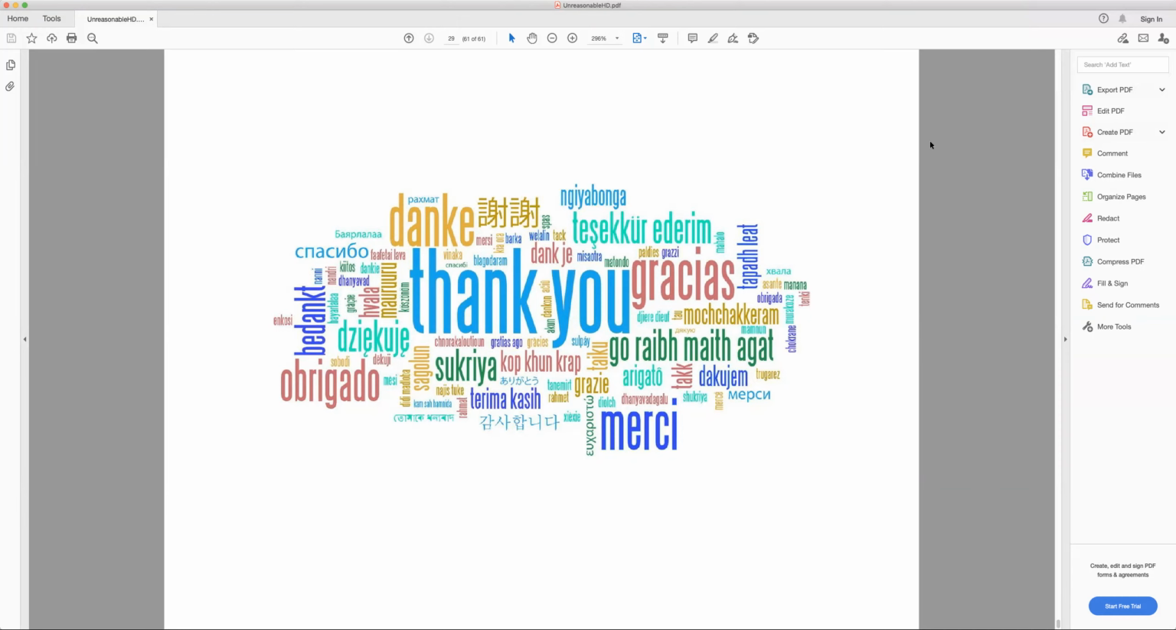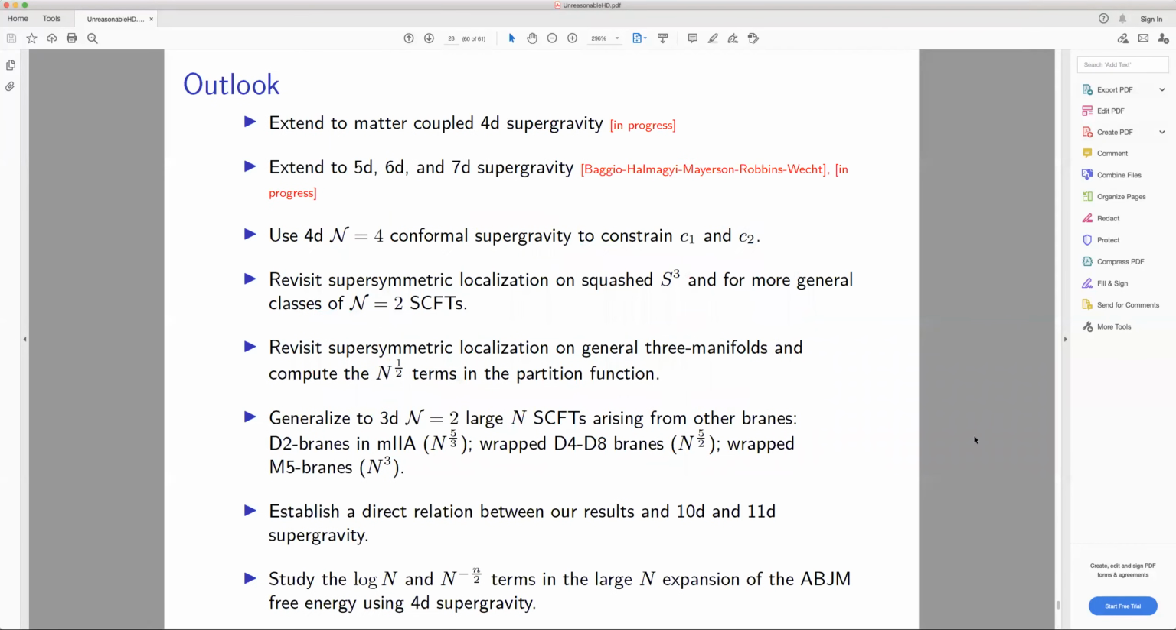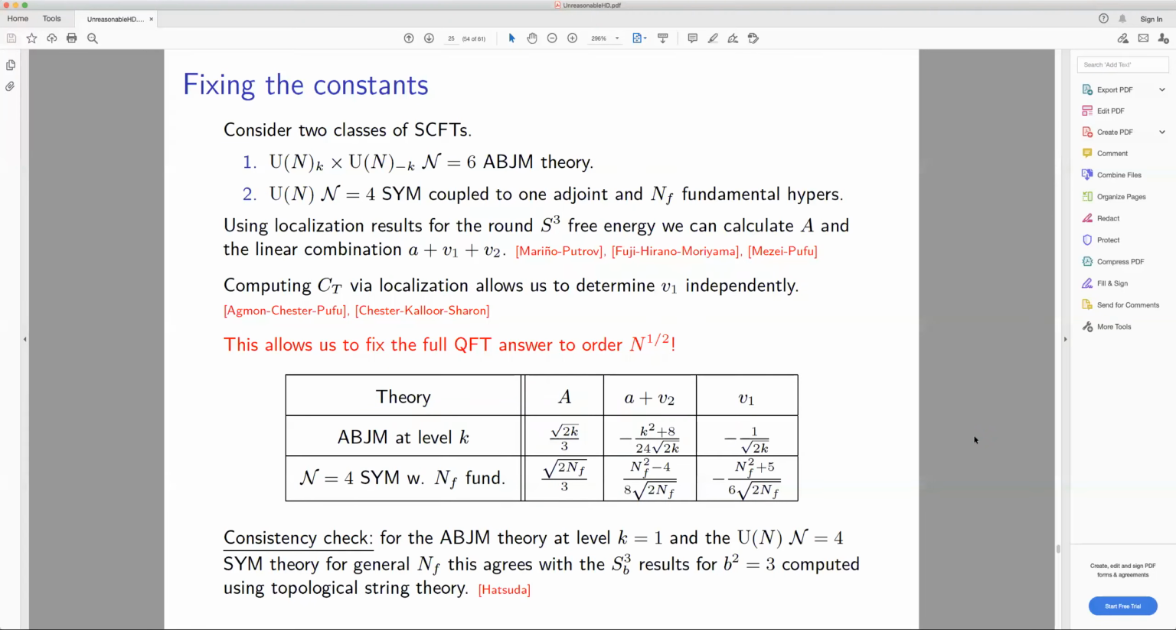May I ask one question? In your second class example, so 3D N equals 4 with the fundamental, is the gravity dual smooth? I'm wondering, the gravity dual is AdS4 times S7 mod something like that. I think this is a smooth orbifold. It was studied by Mark Mezei and Silviu Pufu in their paper. I think in this case it is a smooth orbifold. But maybe someone else would know in more detail.